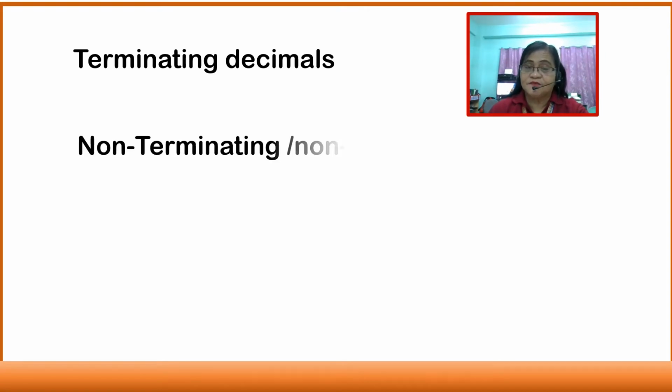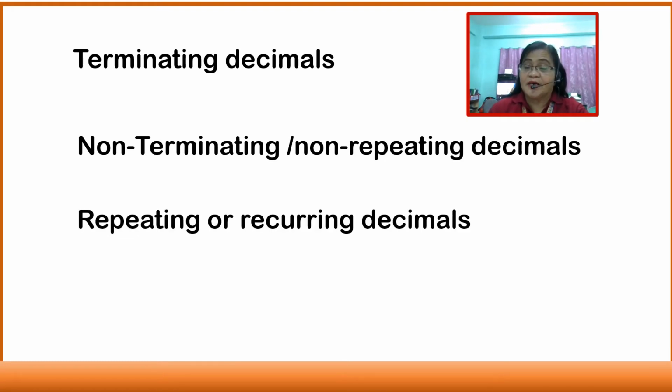Also, in dividing decimals, you may encounter quotients that are terminating decimals, non-terminating or non-repeating decimals, and repeating or recurring decimals. Do you have any idea about these terms? How do they differ from each other?